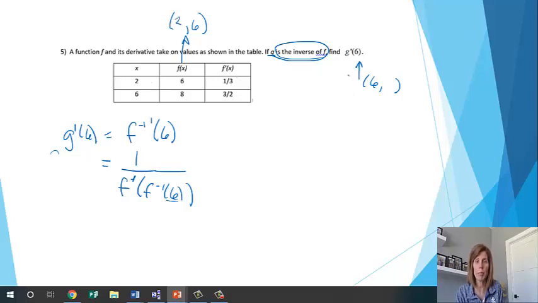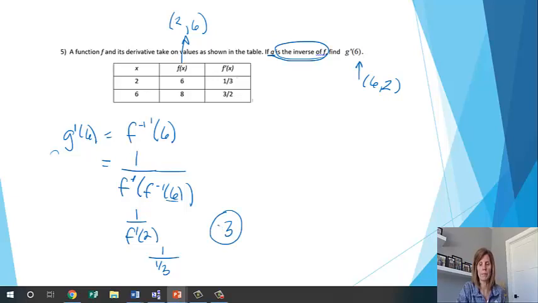Okay, so if I go to write my point over here, if on the original function the point is 2, 6, on my inverse it's going to be 6, 2. So the inverse at 6 is 2. So we're going to have 1 over f prime of 2. Okay, now we're just going back to the original function. We're no longer on the inverse anymore. So now I'm going to go ahead and find the value of f prime of 2. So at x equals 2, my derivative is equal to 1/3. So this is now going to be 1 divided by 1/3. And if you take 1 divided by 1/3, that will equal 3. So g prime of 6 will equal 3.